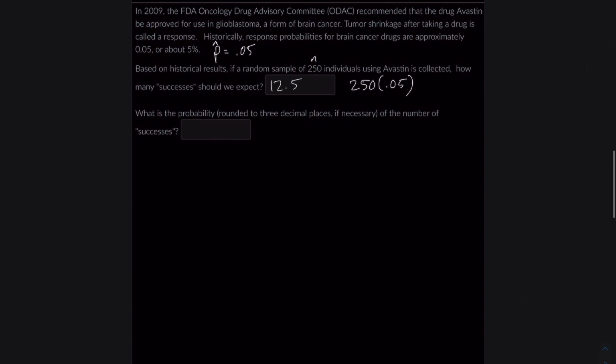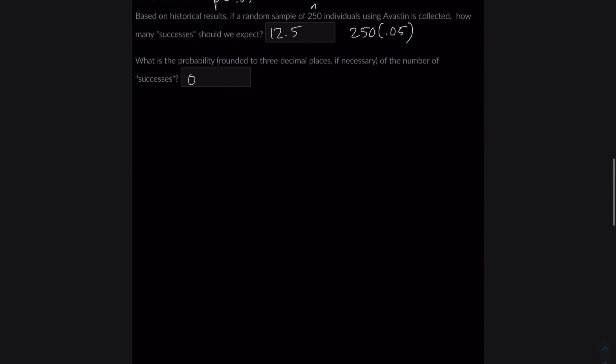So the next part says, what is the probability, rounded to 3 decimal places, of the number of successes? And if you remember back, I think it was our last lesson, when it's a discrete variable, you could have 1 success, 2 successes, 3, 4, all the way up to 250 in this one, right? Because you can't have half a success. So the probability of getting 12.5 successes is 0 here, because you can't have a half success for this trial, but that's the expected value. And so the probability of the expected value is 0 for this problem. Okay.